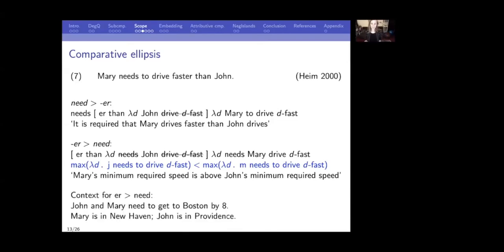Heim designs a context in which the second reading is true and the first reading is not. So John and Mary both need to get to Boston by 8. Mary is far away in New Haven, but John is closer by in Providence. Mary needs to drive faster than John in order to get to Boston on time. Now, in this scenario, it is allowed for John to drive faster than Mary. It's just that Mary's minimum required speed is faster than John's minimum required speed.